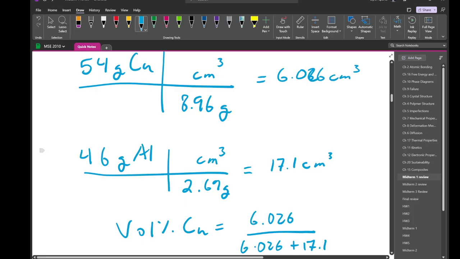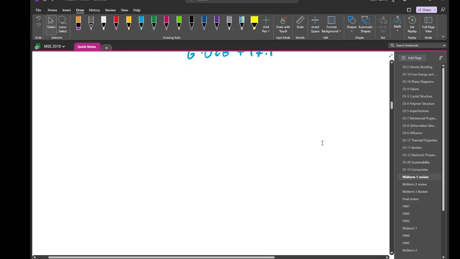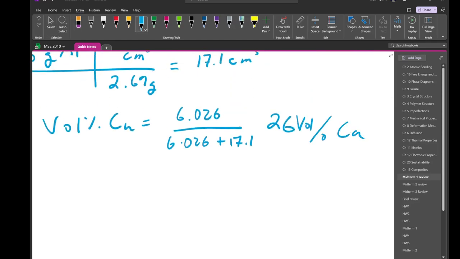26%, right? So even though it was almost a 50-50 mix by weight, because one is so much more dense than the other, it's a very different number by volume percent. It was almost 1-to-1 by weight, but it's only a quarter by volume. So copper, because it's so much more dense, if you wanted to draw this the right way, you'd be drawing a lot less copper, about a quarter of the image, instead of 50-50.